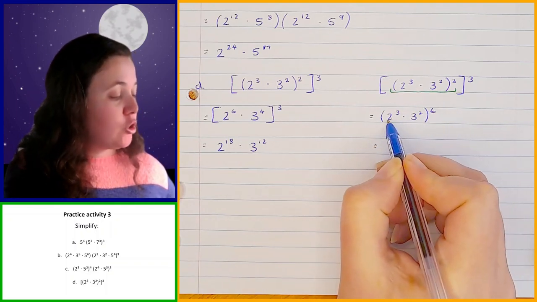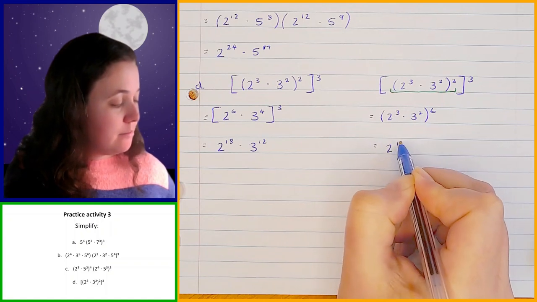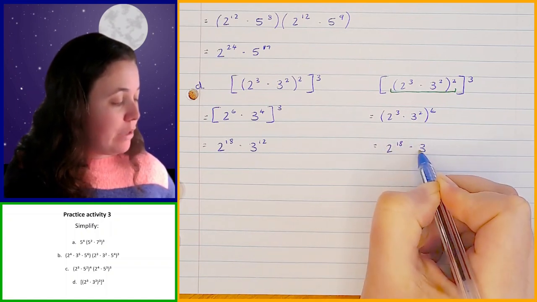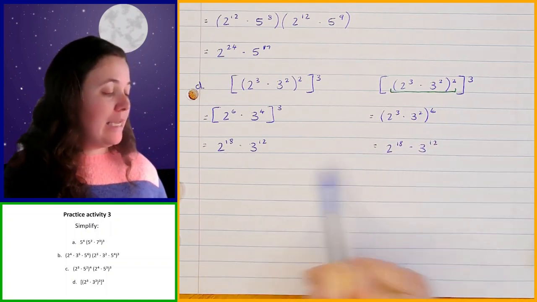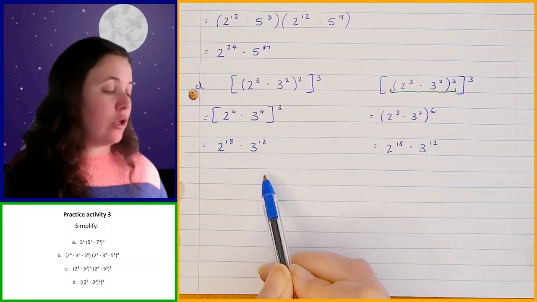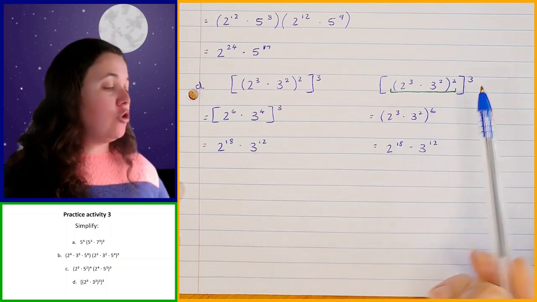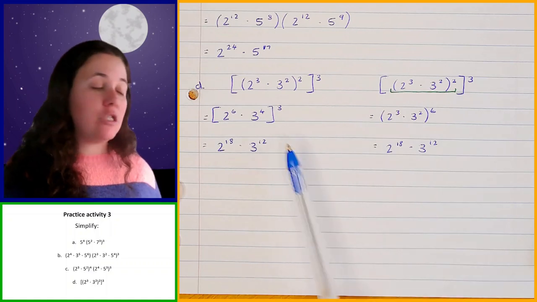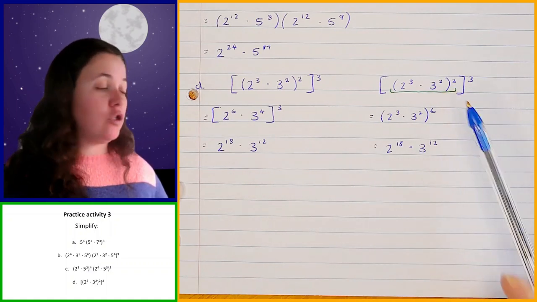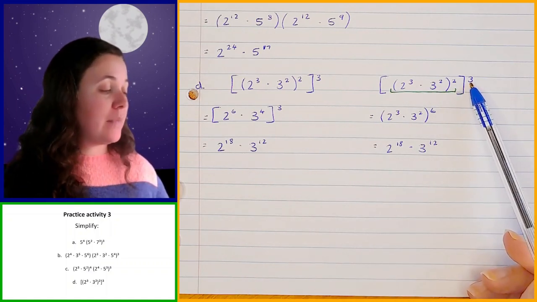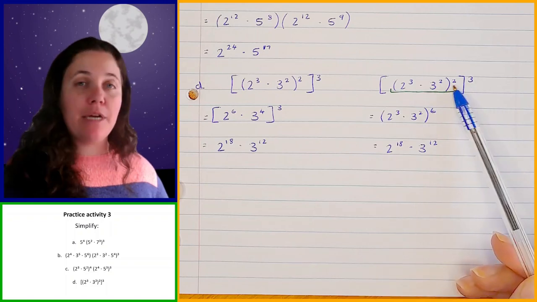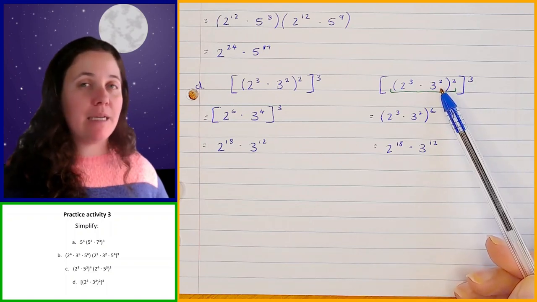So that gives me 2 to the power of 18 times 3 to the power of 12. And you can see it's exactly the same answer that we got when we did it with the other method as well. So in a case like this, you can choose which way around you want to do it. You can apply this exponent first, or you can apply this exponent first, and it doesn't actually make any difference.